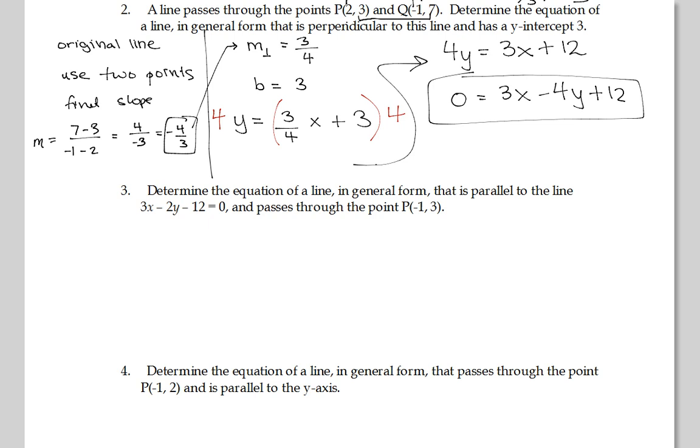Okay? So this is where I want you to jot down the original line, 3x take away 2y take away 12 equals 0. I want something parallel to that. So what does that mean? Same slope. So what do I need from this original line? What do you need to find out about it? Its slope. How are you going to find its slope? We already talked about this. If it's in general form, what do you want to do? Convert it to this one.